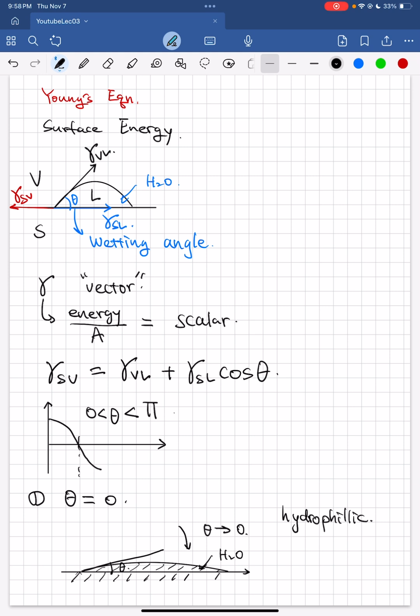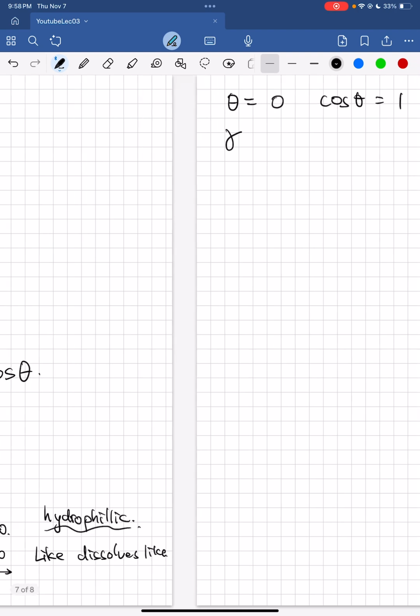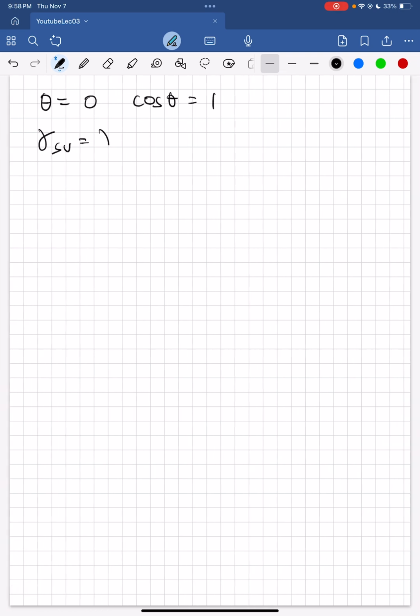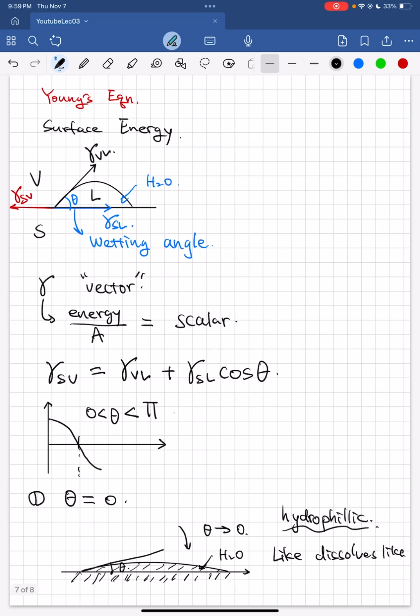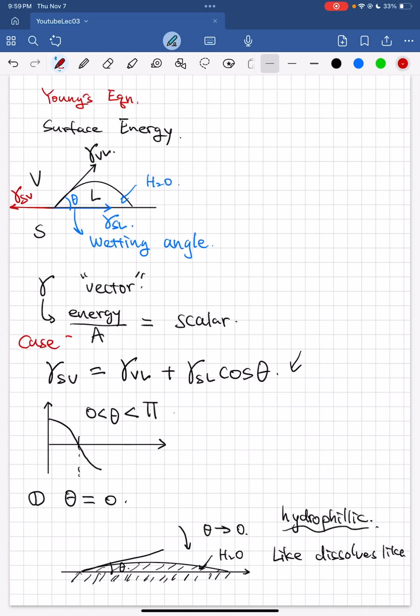We already learned from chemistry that like dissolves like. Because water is hydrophilic, which is polar, this surface should also be hydrophilic. Because theta equals 0, cosine theta is 1, then gamma SV equals gamma SL plus gamma VL, right? In this scenario, we call this case 1, complete wetting.